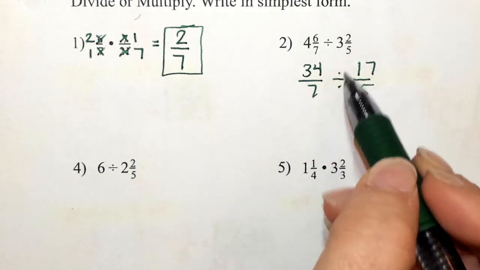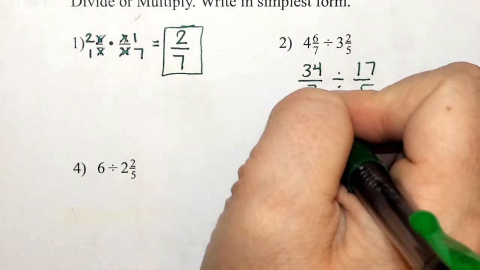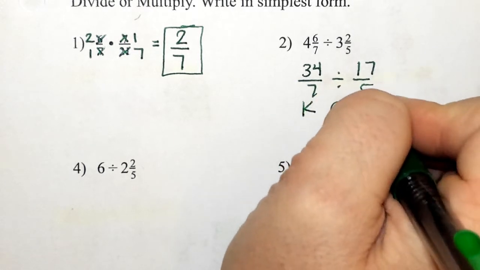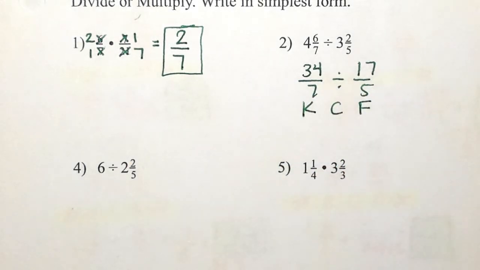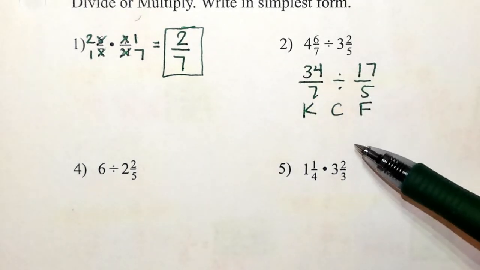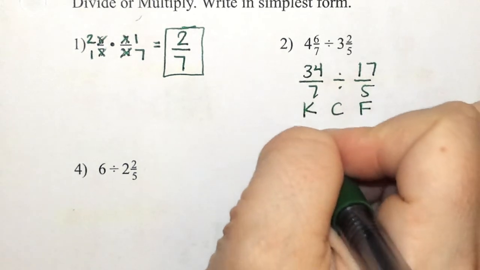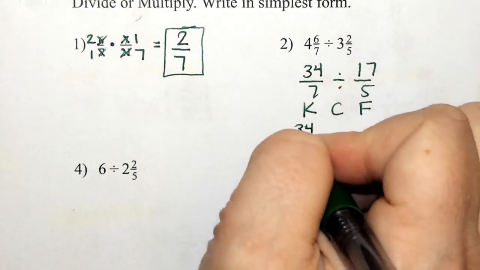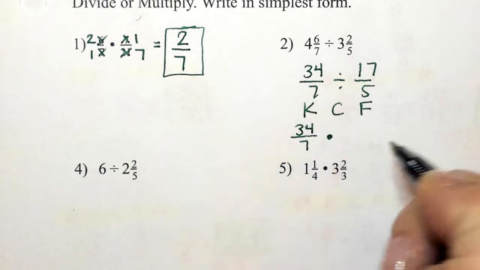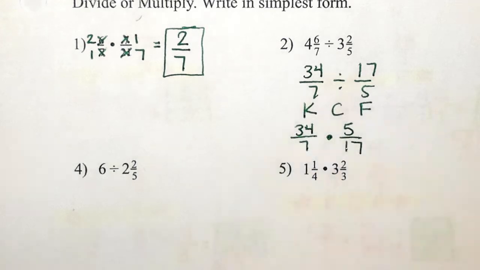If it's division, what's our next step going to be? Now that they're improper, what do I need to do next? Ruby-Ann: Change. So we're going to keep, change, and flip. If you don't want to write the KCF there, you don't have to, but you do have to show me this step and the next step. So when I keep, change, flip, what's my first fraction going to be? Emma King: 34 over 7. We're changing it to multiply. And Emmanuel, what's my second fraction going to be? 5 over 17. Okay, so now will this fraction simplify?